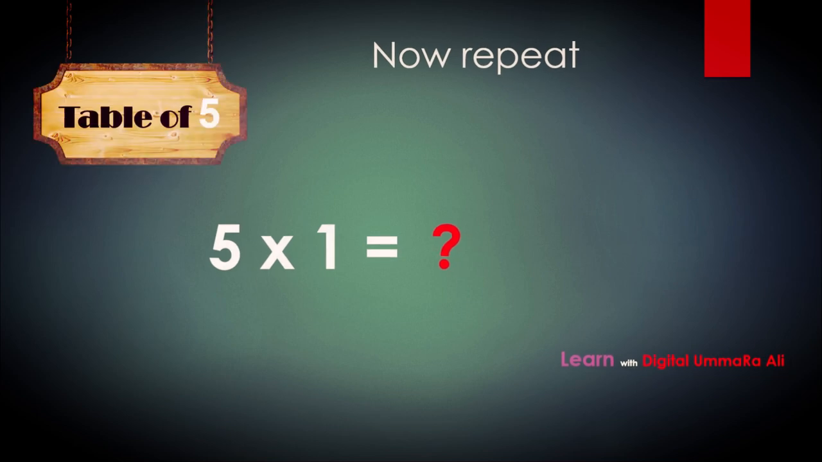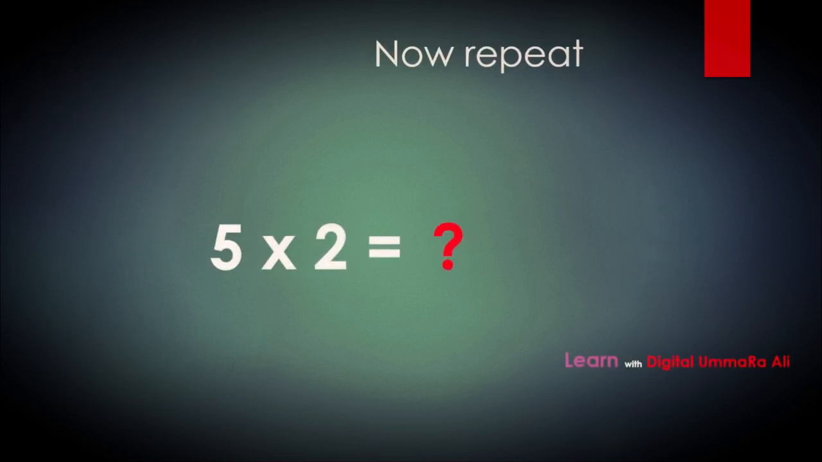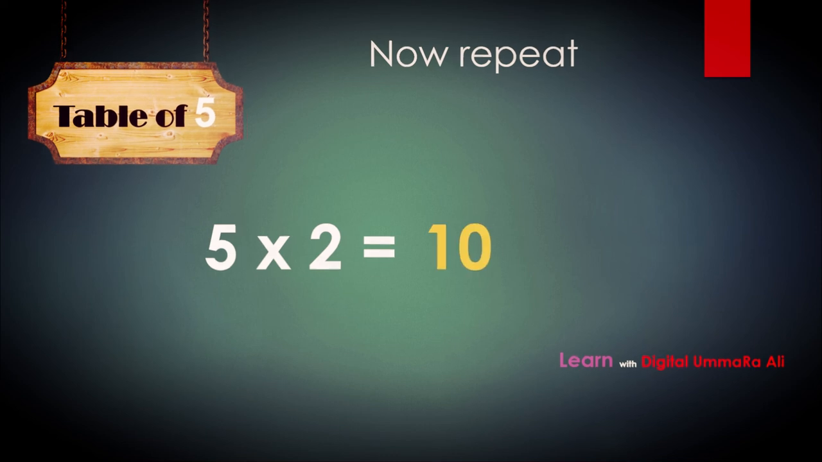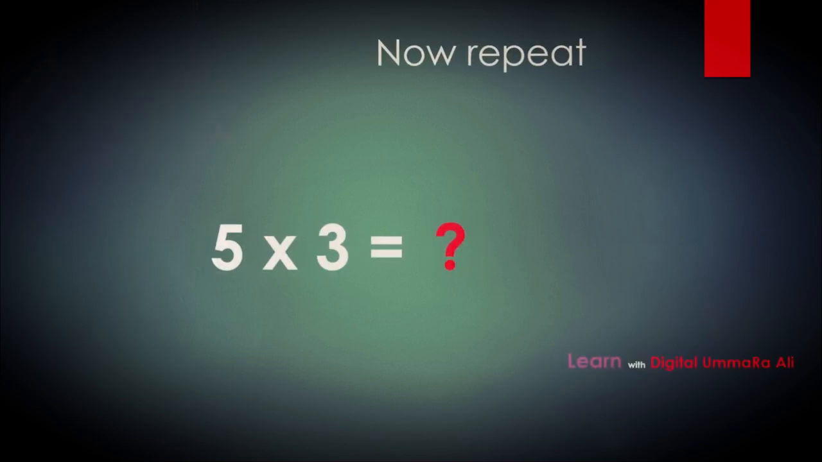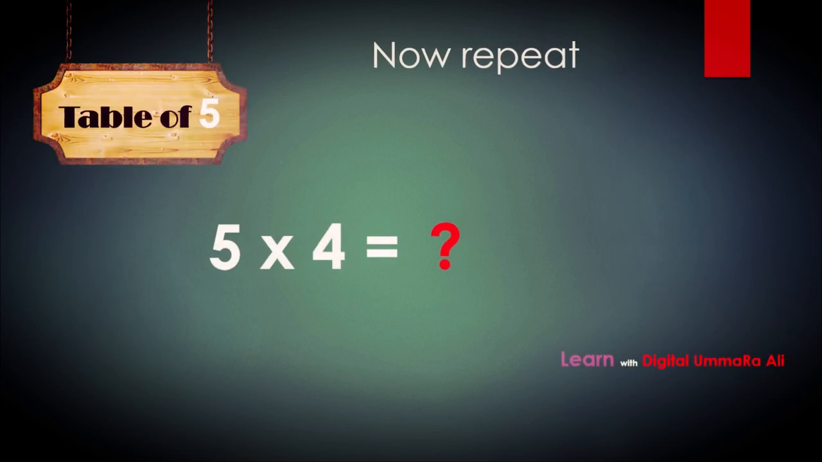5 ones are, tell me, 5 ones are 5. Yeah. 5 twos are 10. 5 threes are, tell me, 5 threes are 15. 5 fours are 20.